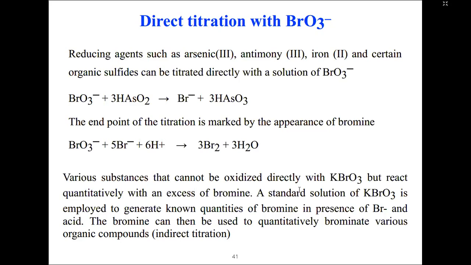So various substances that cannot be oxidized directly with KBrO3 but react quantitatively with excess of bromine. So they react quantitatively with a certain quantity. A standard solution of KBrO3 is employed to generate known quantities of bromine. So you use KBrO3 to produce a known quantity of bromine in the presence of bromide. That means you add KBrO3 and you add Br-. You add both of them to produce a known quantity of bromine. Then you use that bromine to react with other organic compounds. And that will be called indirect titration.